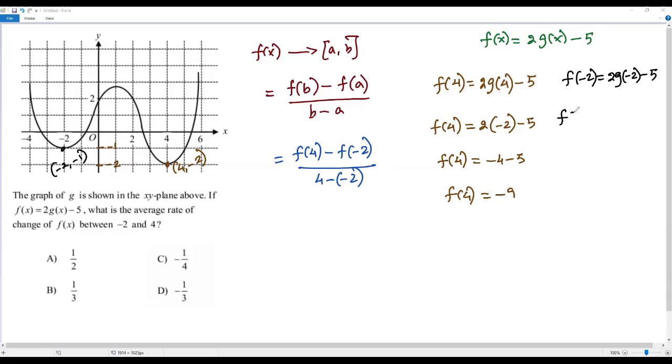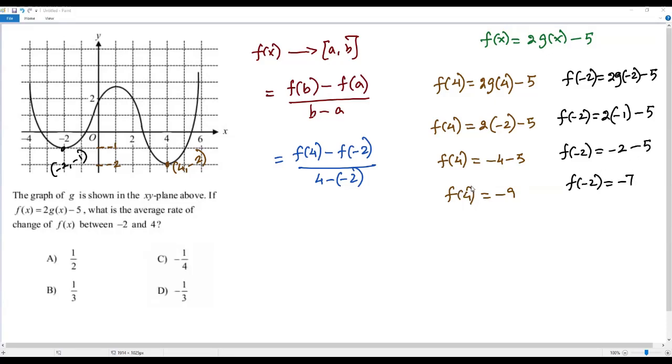So let me write it over here. f of negative 2 equals 2 times the value of g of negative 2. That is the value of y when x equals negative 2, which from the graph is negative 1. Then we have negative 5. f of negative 2 equals 2 times negative 1, which is negative 2, negative 5. f of negative 2 equals negative 7.